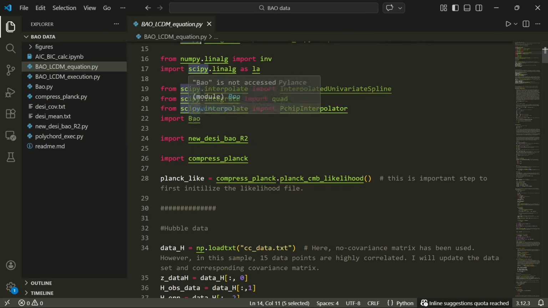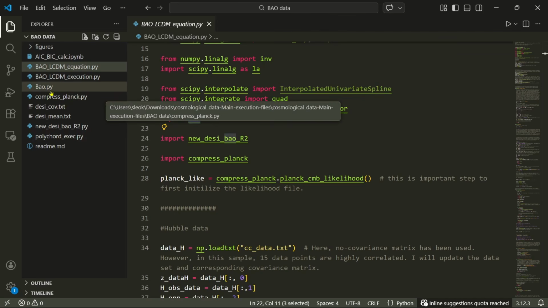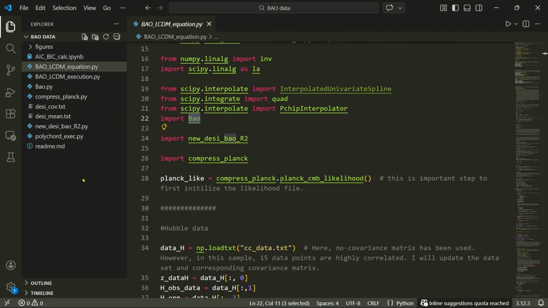So these are my folders. If you are making some folders, for instance, I have made BAOPy and the compressed Planck py. For the likelihood or for the data, I have made different folders for files. Now these files are actually inside this particular folder. Right now, if I have to import, because I don't want to write every piece of my code in one thing, right?